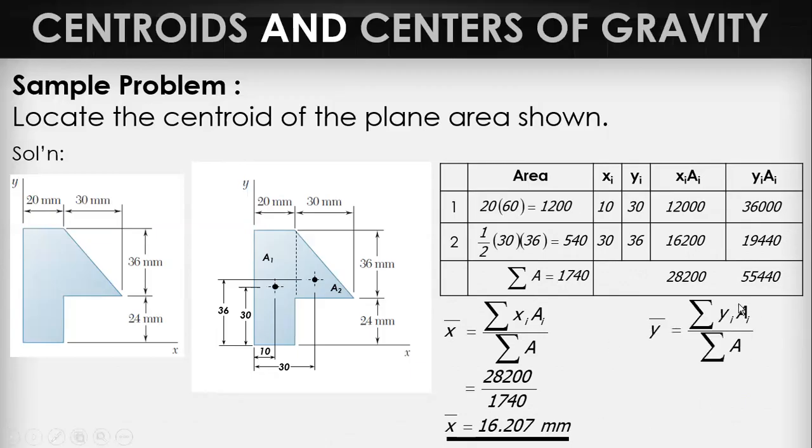Y bar, summation of AiYi is this. And our Y bar is 31.862 millimeters. So for composite figures or composite area, ang pinaka-importante is this one. Determining the distances. Pag wrong ang isa, wrong sa tanan. Erroneous sa imong final na answer.